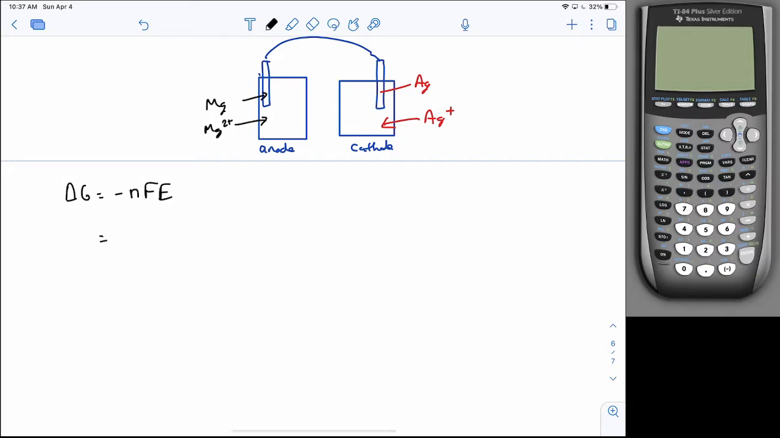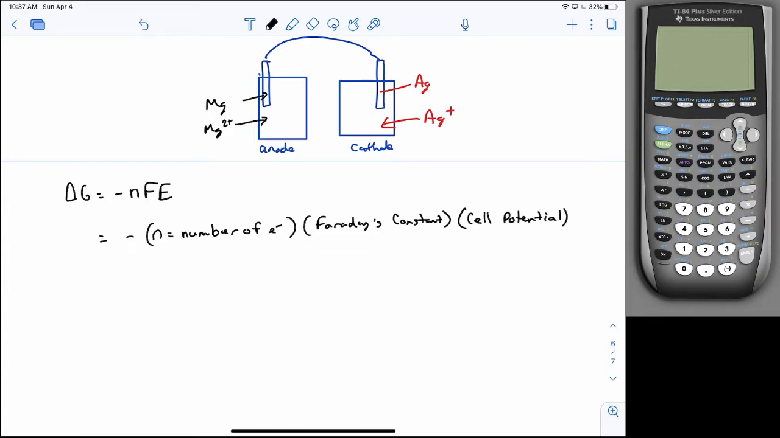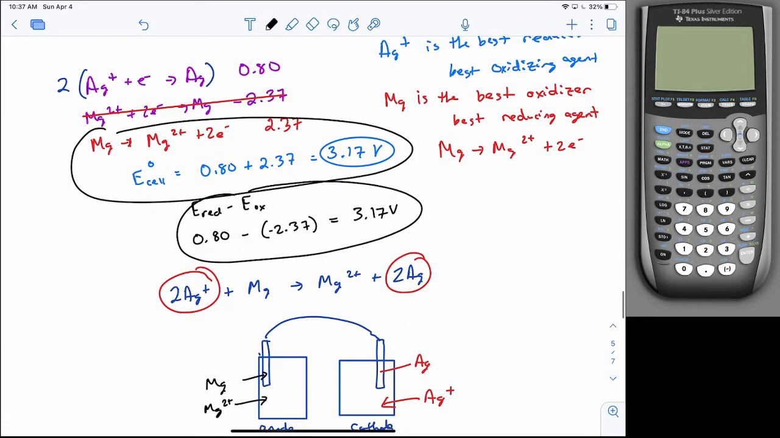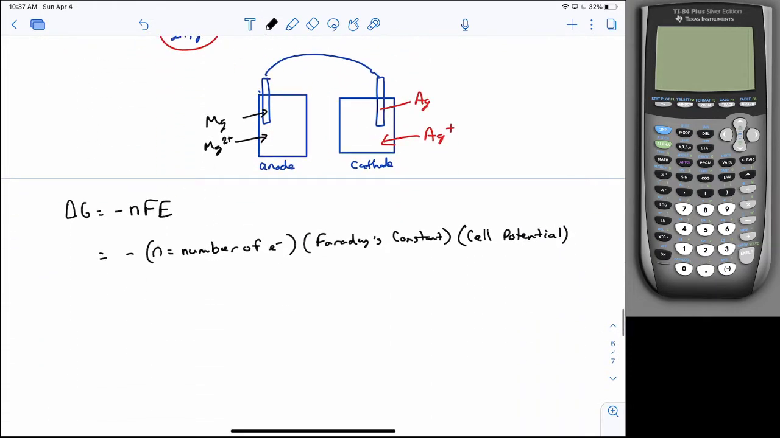Okay. So n is the number of electrons. F is Faraday's constant. And then E is your cell potential. Now, the number of electrons is how many electrons you canceled out to combine the reactions. And so if you look here in this reaction, you canceled out two electrons. So your n here is 2. Your Faraday's constant is 96,500 coulombs per mole. And our cell potential is 3.17 volts.